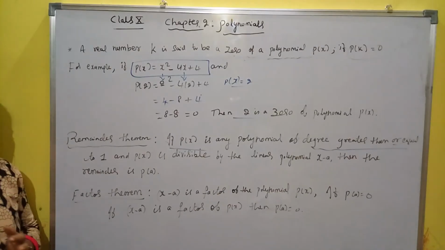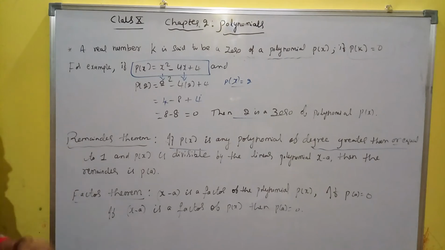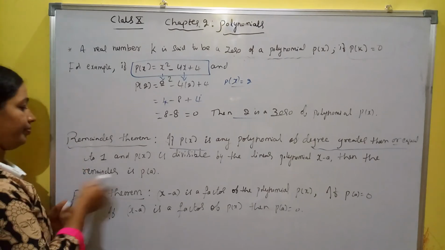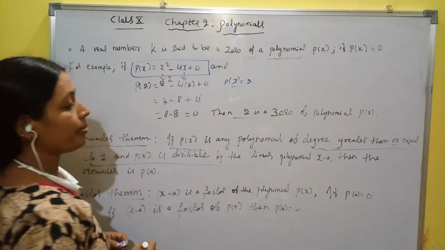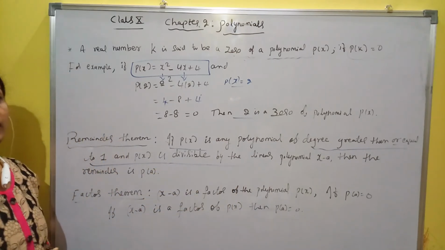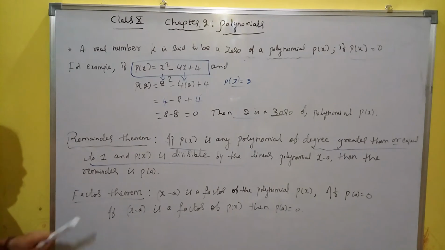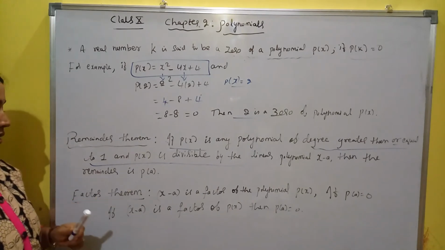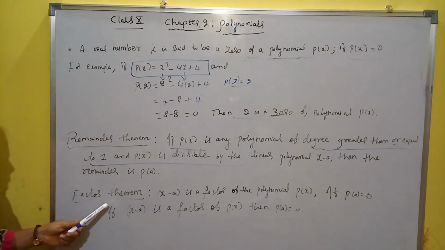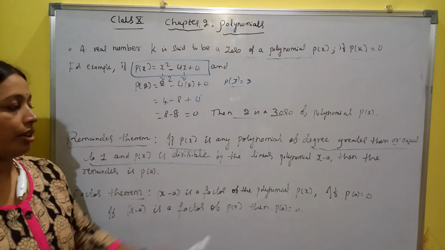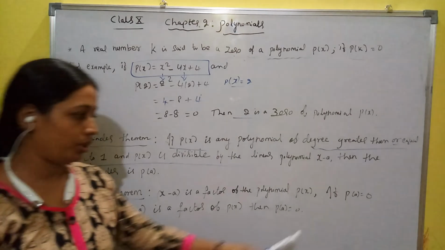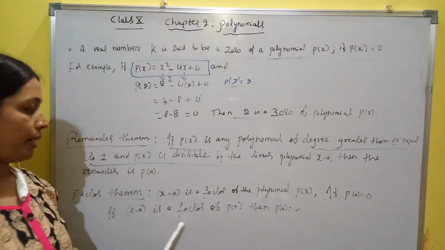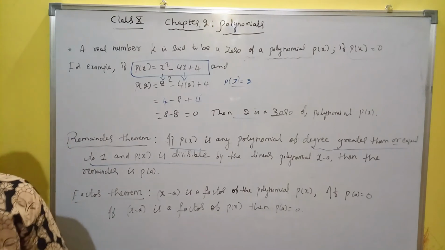If p of x is a polynomial of degree greater than or equal to 1, and that p of x is divisible by the linear polynomial x minus a, then the remainder is p of a. That is the remainder theorem. What is the factor theorem? If x minus a is a factor of the polynomial p of x, then p of a is equal to 0.